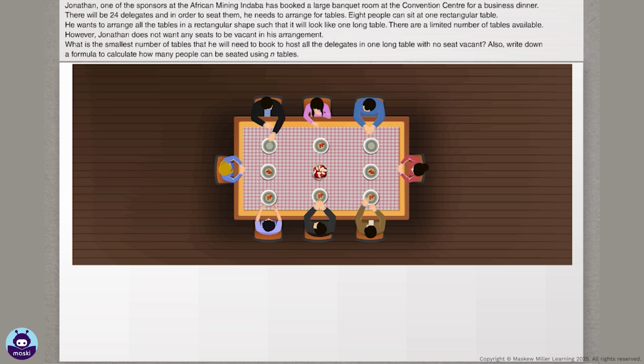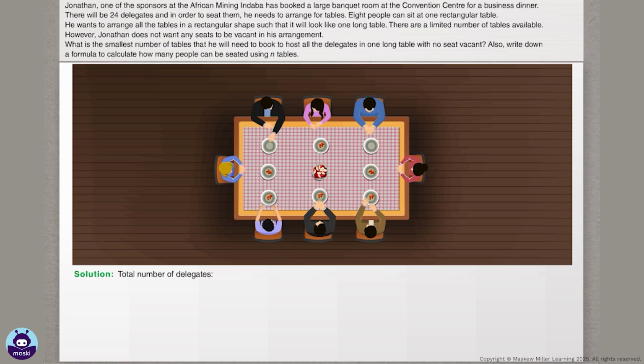There are a limited number of tables available. However, Jonathan does not want any seats to be vacant in his arrangement. What is the smallest number of tables that he will need to book to host all the delegates in one long table with no seat vacant? Also, write down a formula to calculate how many people can be seated using n tables.